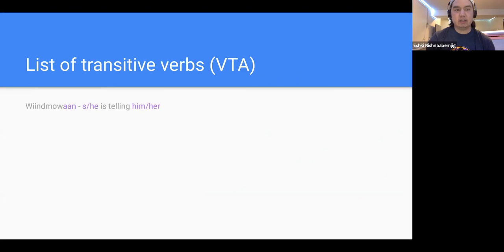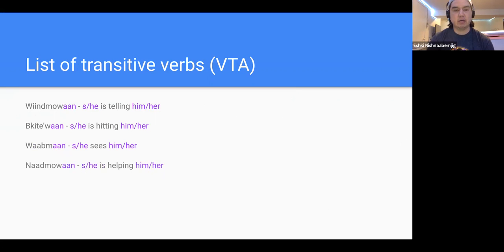So here's a list. Windamwan, she's telling him or her. Kitewan, she's hitting him or her. Wabman, she sees him or her. Nadamuan, she's helping him or her. Wijiwan, she's accompanying him or her.